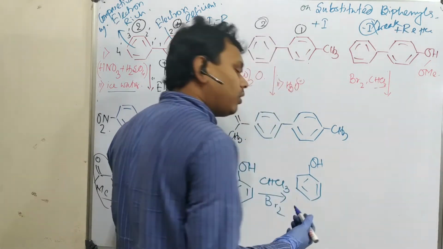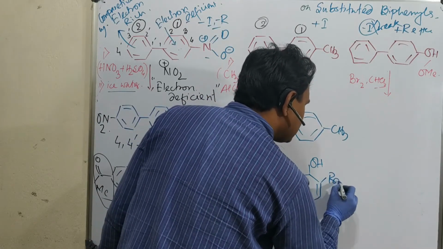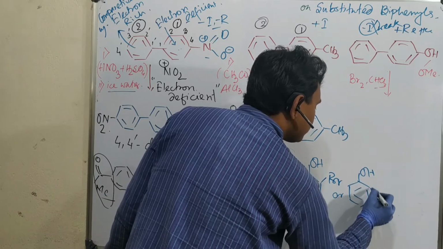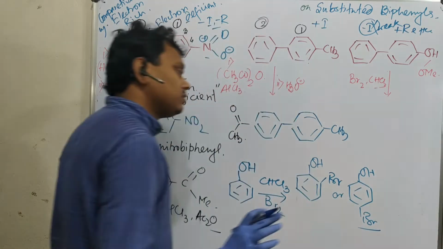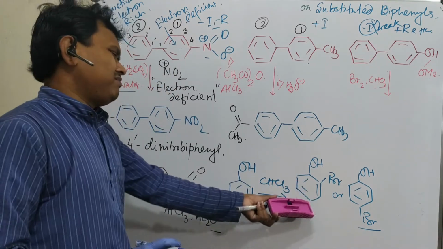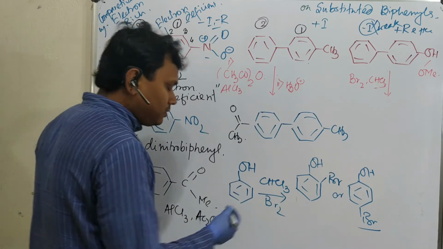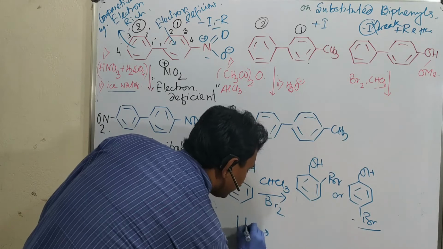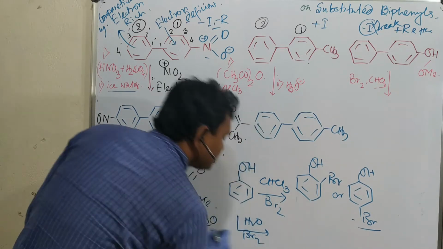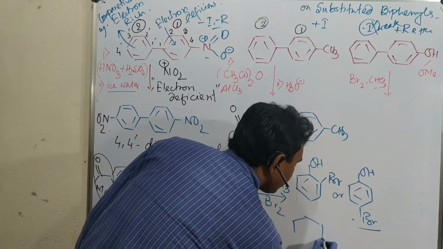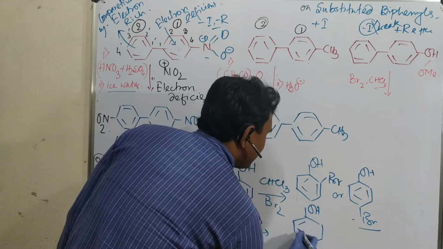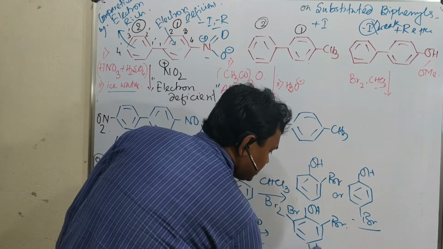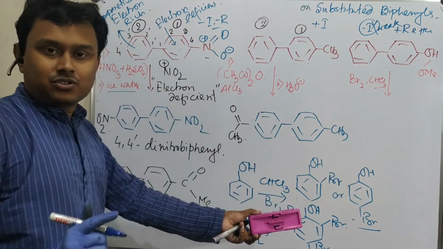Okay, so ortho or para, this or this, is a mixture. Generally para is the main product. So this is a mixture of ortho and para. But if, instead of CCl3, you have taken water and bromine, what is the product? Tri-substitution. And this is an unusual property of phenol versus a simple double bond, similar to that kind of thing.